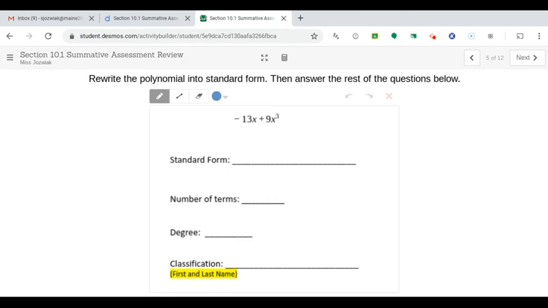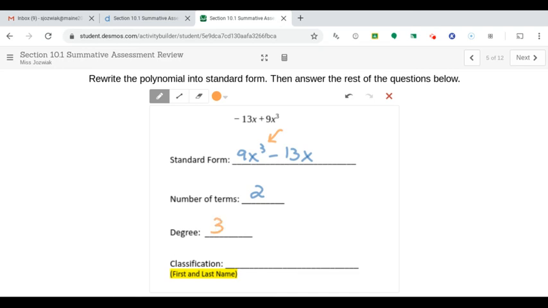Here we need to rewrite the polynomial into standard form, which means we know it has to go in order from the highest exponent to the lowest, and then we're going to answer the questions that come along with it. So if we look at this polynomial, the 9x to the third has to come first because that's the highest exponent, and then minus 13x. So the number of terms that there are is 2, right? There are two separate pieces that we're looking at here. The degree means what is the highest exponent. So the highest exponent here is 3.